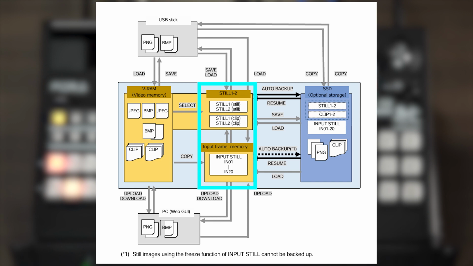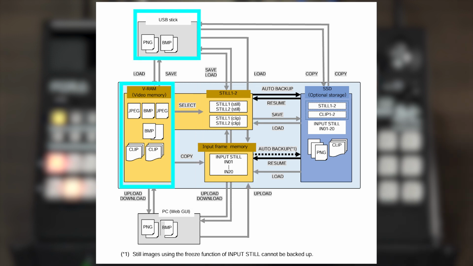In addition to the frame memory for each input, Still 1 and Still 2 still image memory and video memory, the HVS-190 has VRAM for temporary storage of image and video data, which can automatically back up data loaded or captured in the frame memory and Still 1 and Still 2 memory. VRAM can also be used to load image and video data from the VRAM into the frame memory and still memory of each input. Data can also be saved directly from VRAM to USB and loaded from USB to VRAM via the file menu using a USB memory stick.